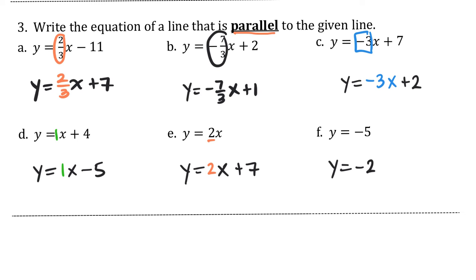Now remember, our slopes have to match, but your y-intercept could be different than mine. Slopes have to match, but the y-intercept could be different. Okay, check your answers and then go ahead and check the next page.